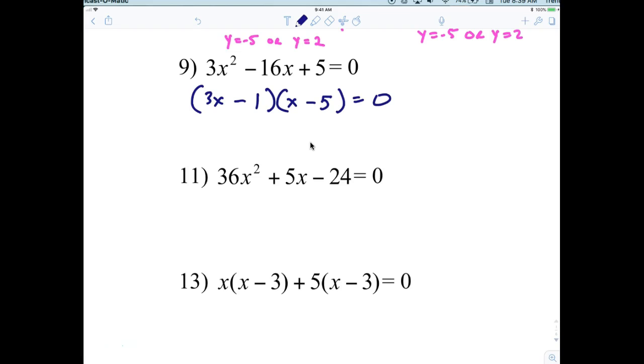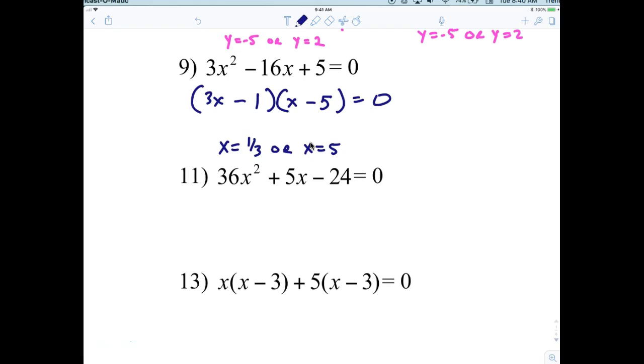Now, you set the factors equal to 0. Now, at some point in the game, I don't even care if you put that step down. I mean, I just think everybody from that step should just say x equals what? 1/3 or x equals 5. Does everybody understand what I'm saying? All right. But again, most of your teachers, especially next year, if you were going to do that, they'd freak out on you, because they want you to show the work.